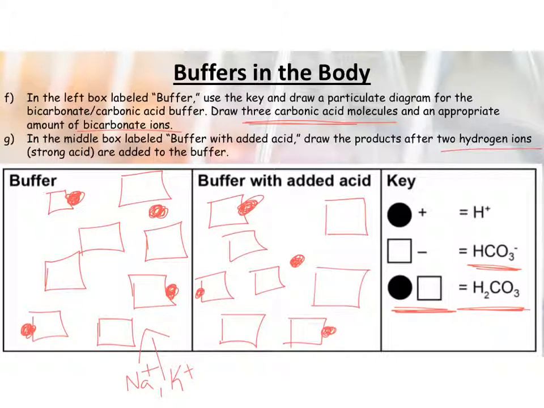Okie dokie. At this point, I have recreated the buffer system. You see we have 1, 2, 3 of our bound acids, the 1 dissociated acid, and then we have 4 of the bicarbonate ions. If 2 hydrogen ions from a strong acid came in, they would basically just bind to 2 of the bicarbonate ions. So now you'll have 3 bicarbonates to 5 carbonic acids.